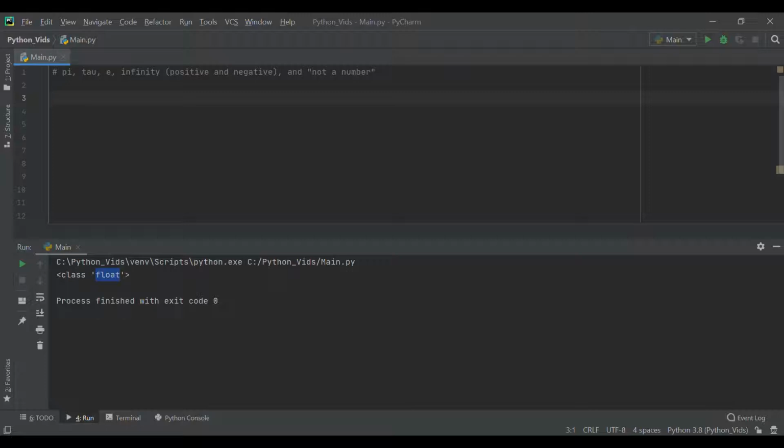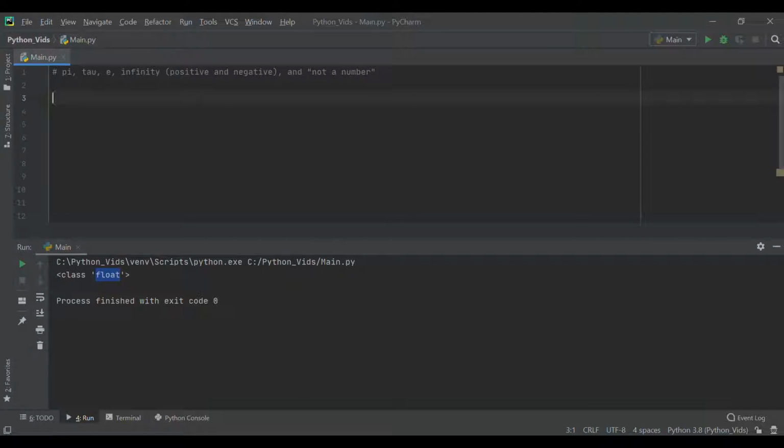In this video, we're going to discuss the constants that are available in Python's math module. That's pi, tau, e, infinity, positive and negative, and not a number. And if you're not sure what that means, don't worry, we will explain it. First things first, though, we will need the math module.